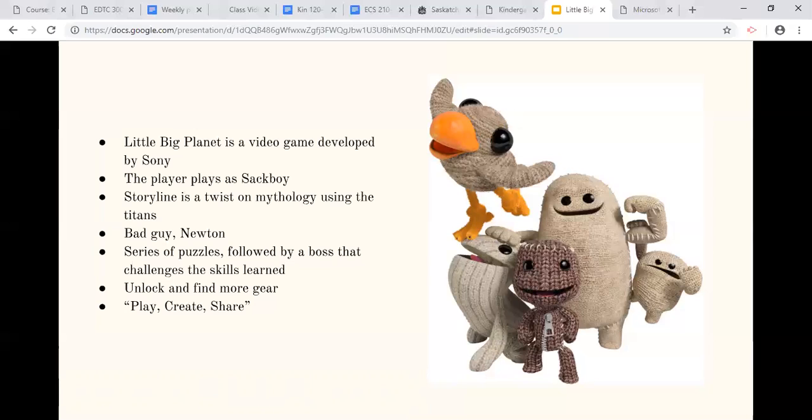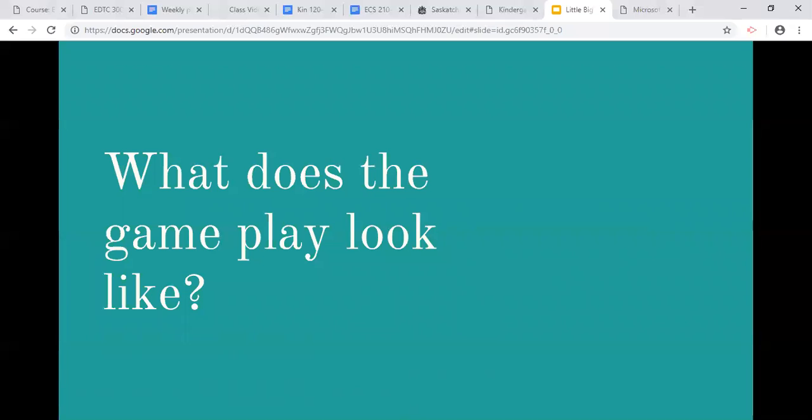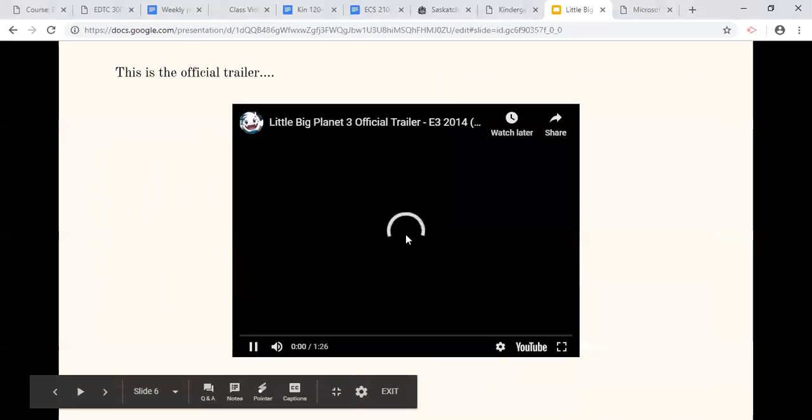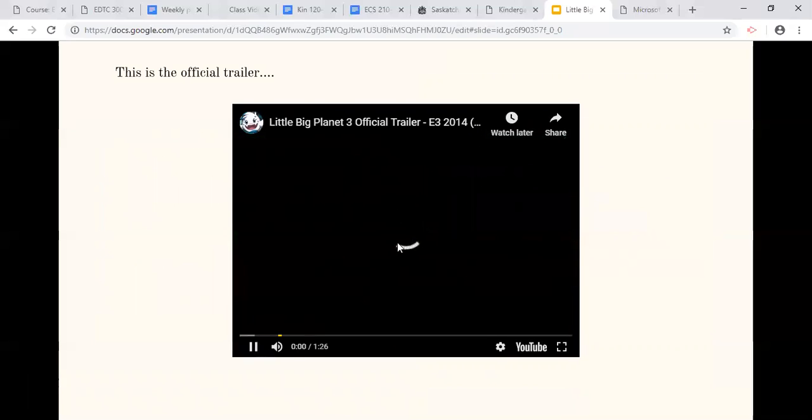Beat the boss. And as you're going, you collect these bubbles that are essentially like stamps and stickers along the way, and you can stamp and sticker and customize the game however you want. And then the game motto is play, create, share. So play the game, create your own spaces, your own levels, your own customizations, and share them in an online space. So what does gameplay look like?